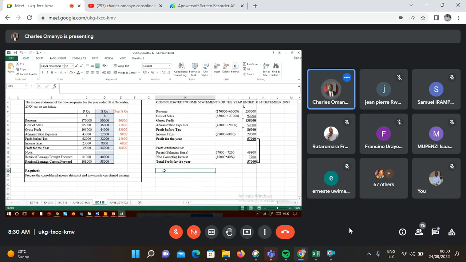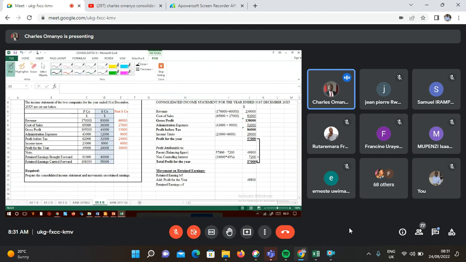But if you have been asked for the movement on retained earnings, what did we say last time? You get retained earnings brought forward, in other words, retained earnings at the beginning of the period. You add profit for the year, and then you get retained earnings carried forward. So what is our profit for the year? Our profit for the year is 49,800, the share of the parent. Only you get the share of the parent, this one here.